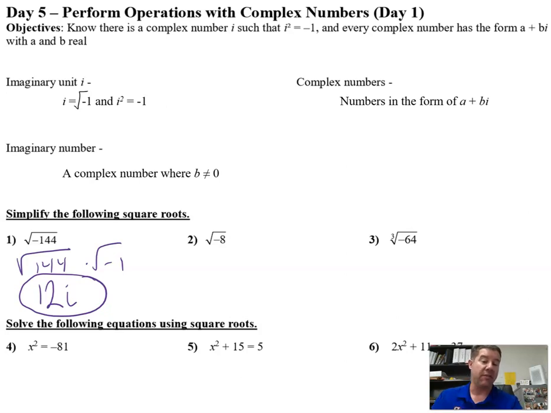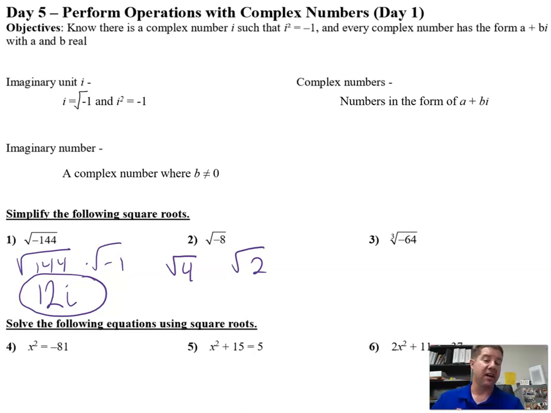It's just whenever you say negative on the inside, know you're going to have to pull that out as an i. The same thing now on the next one. Number 2, if I want to simplify the square root of -8, I want to break this down like we've done before with my perfect squares. The square root of 4 times the square root of 2. That's how I'd simplify that.